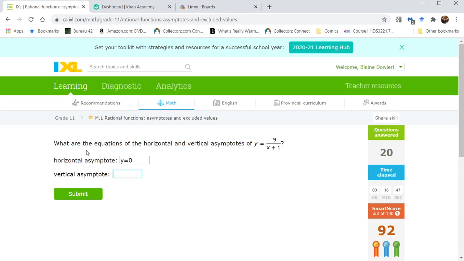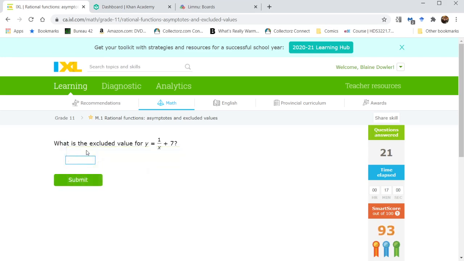It's our non-permissible values. IXL calls it excluded values, but the Alberta curriculum extensively and consistently calls them the non-permissible values. That's at y equals -1. Or x equals -1. I apologize. I typed it correctly, but said it wrong.